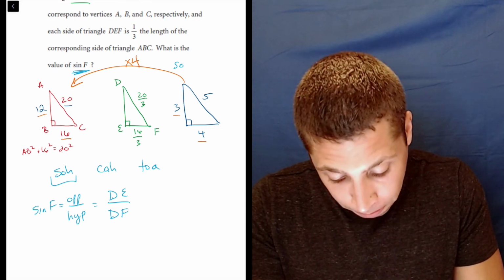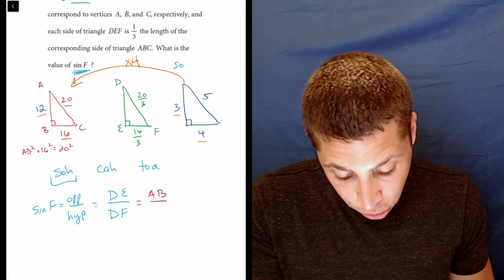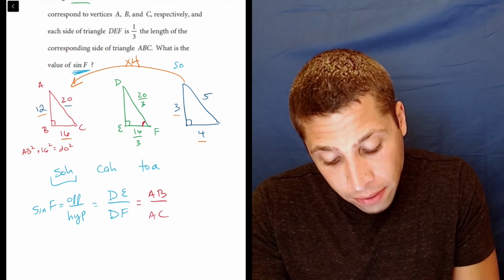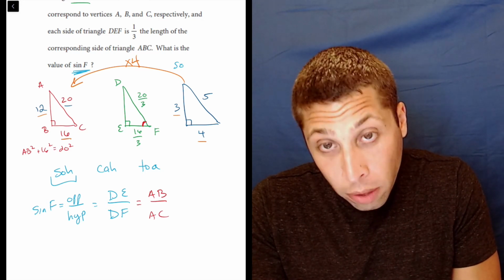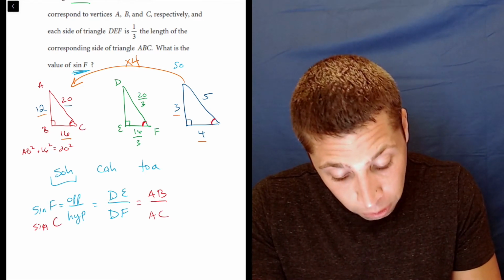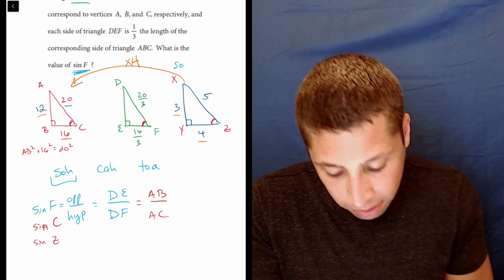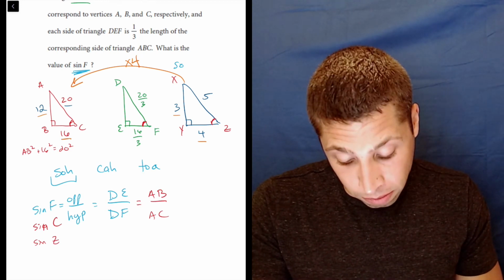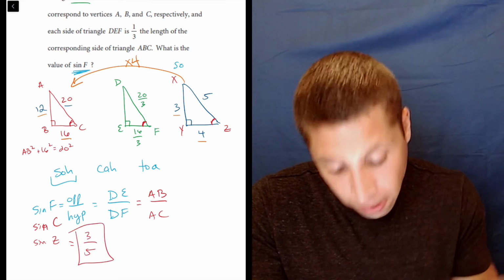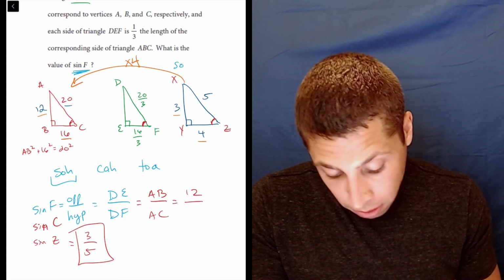So what's going on here is I'm really trying to compare side AB to side AC when I'm asked for sine F, because all these triangles are similar, so the sine of F is equivalent to the sine of C. It's also equivalent to, let's call this X, Y, Z, the sine of Z. And so in those numbers, sine of Z is going to be opposite over hypotenuse, 3 over 5, 3/5. That's the answer.